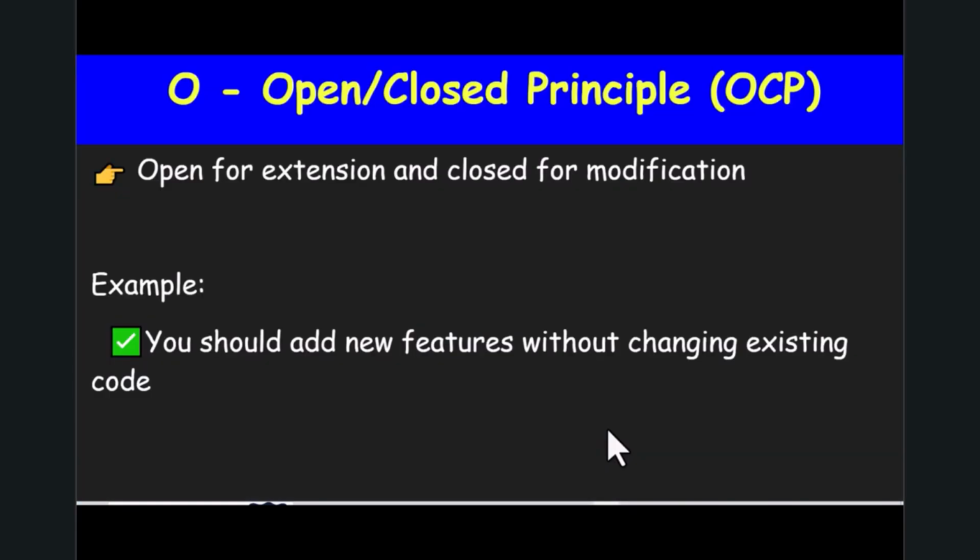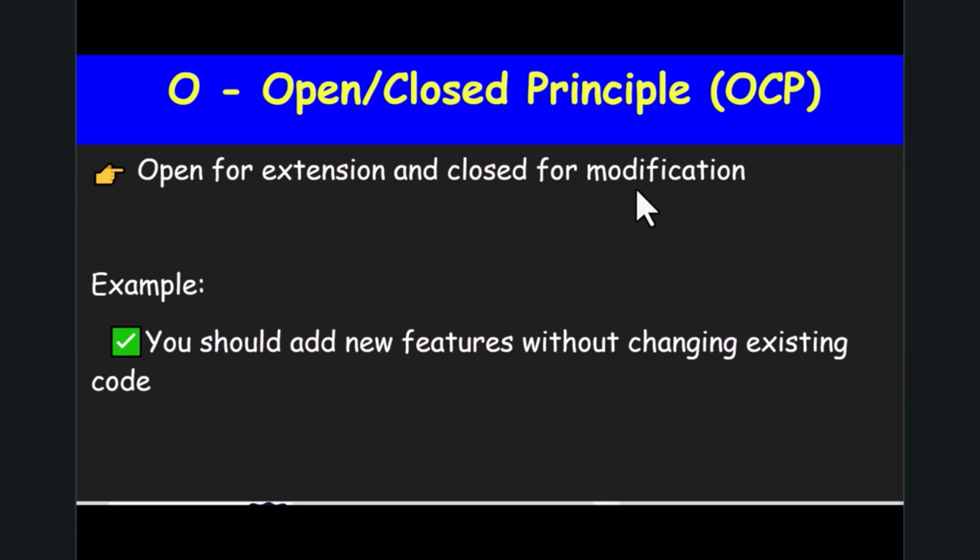That's it. The second principle is the open closed principle, which means it's open for extension and closed for modification. The meaning itself: don't change existing code, just extend it. You should add new features without changing existing code. The problem is, let's say there is a notification service, email and SMS notification.